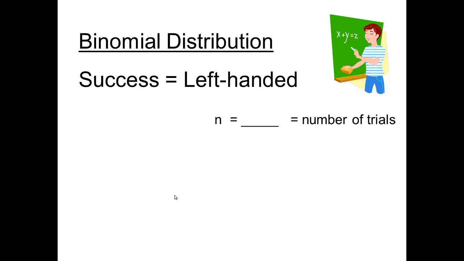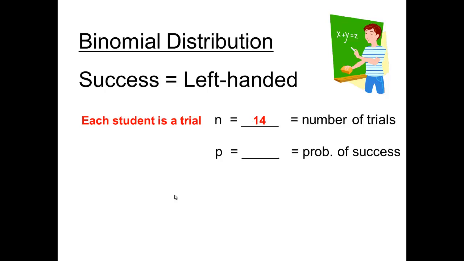Success is left-handed. Each student is a trial, so there are n equals 14 for our number of trials. The probability of success, remembering that the success is left-handed, so the probability of being left-handed is 15% or 0.15.